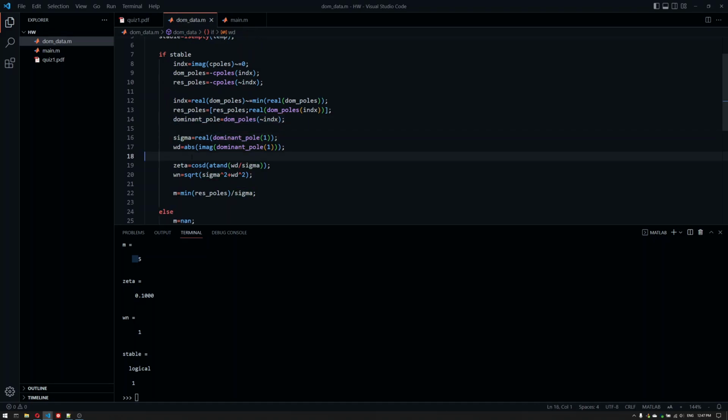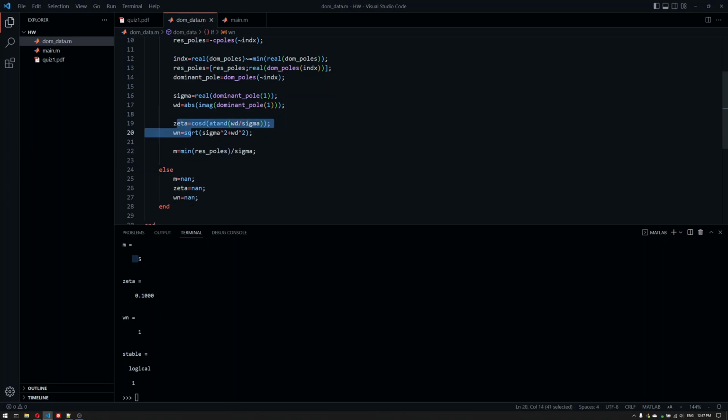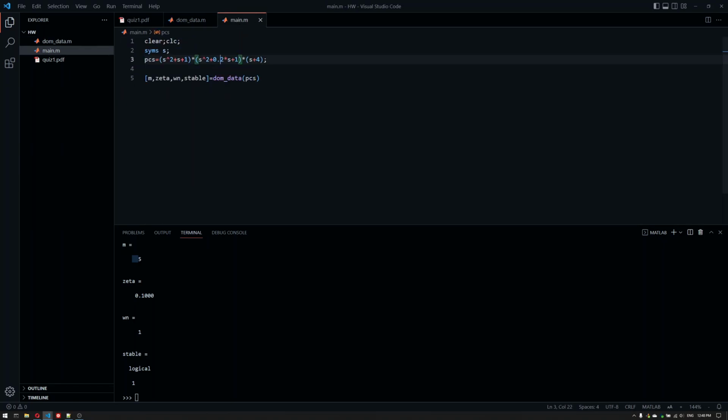We can work our way out to calculate sigma and omega d. Based on sigma and omega d, we can get zeta and omega n. Now the remaining real parts are stored in rest poles. Dividing them by sigma and taking the minimum, or taking the minimum and dividing by sigma, gives us basically the dominance factor, and we are returning this here.